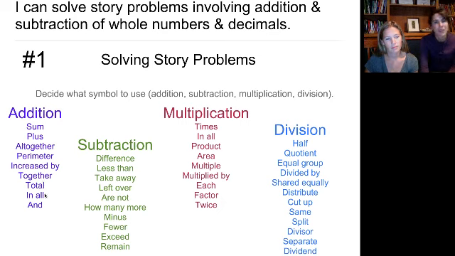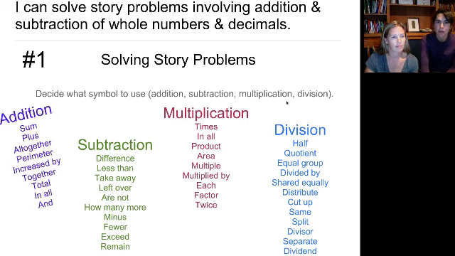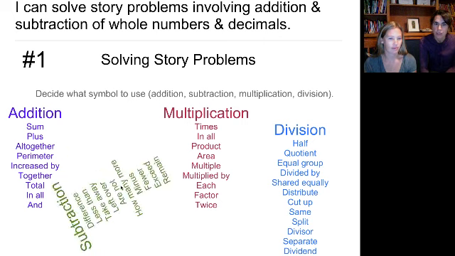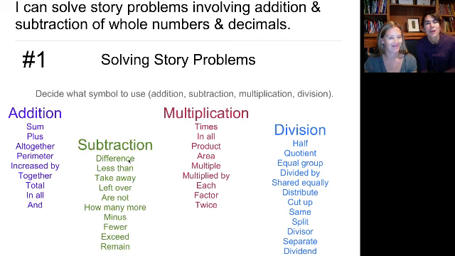If you see words like total, that's a really common one, you're going to want to think about addition. Another really common one, when you think about subtraction, is we have like difference or fewer than. Those are really common ones for subtraction. Here's a list of all of them, but you don't have to write them all. We just want you to be familiar with some.